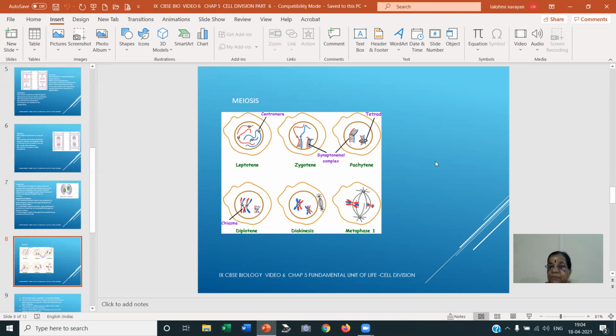Right from day 1, when the sex of the child is determined as male or female, the development of sex organs, testis and ovary, will start. And only when it is matured in the female, when the ovary is fully developed, the release of the ovum will occur. That is menstruation, or puberty, or age attainment.